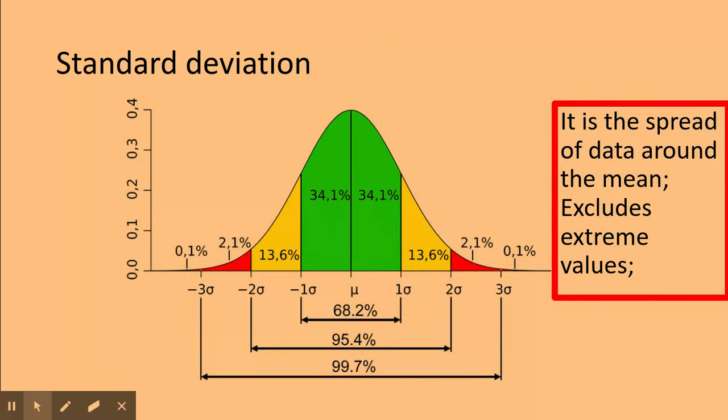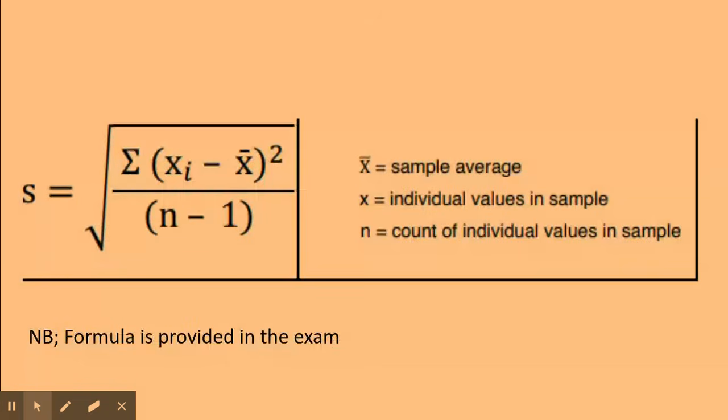So standard deviation, this is the spread of data around the mean. As here you can see your mean, and I can have one standard deviation, two standard deviations, three standard deviations. Now we're just looking at the one standard deviation, the spread of data around the mean. Now the standard deviation is better than my range because my standard deviation excludes those extreme values that you may get at your extremities. This is your formula for your standard deviation.